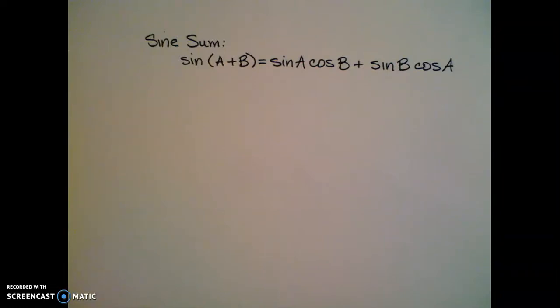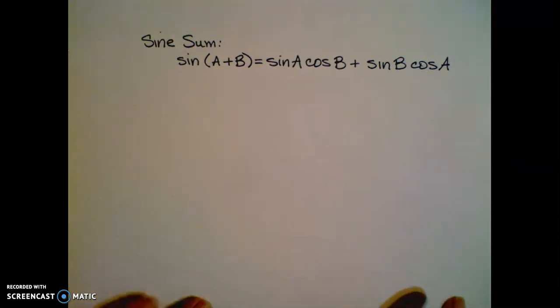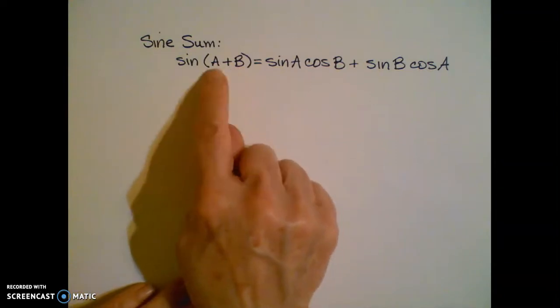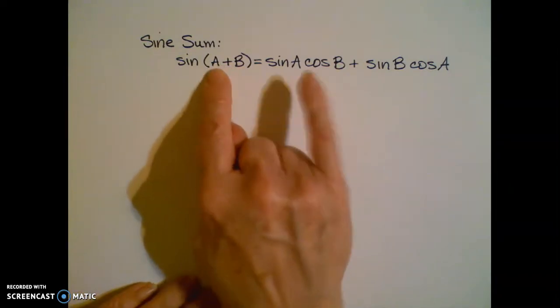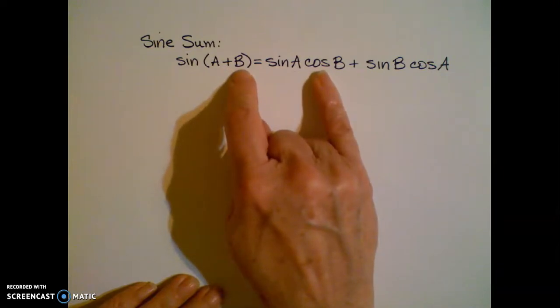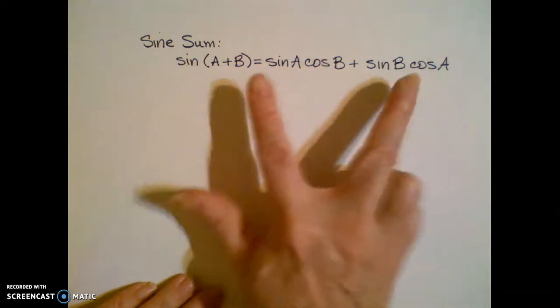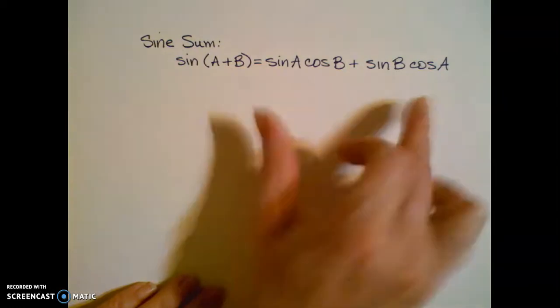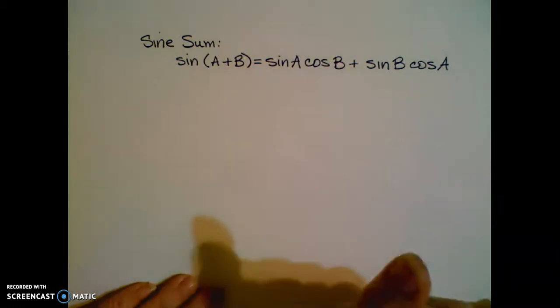Alright, in the last video we looked at how to derive the sine sum and the cosine sum formulas. And here I've got the sine sum copied down. We'll look at cosine in a little bit. But the sine sum formula says that for the sum of two angles, we take the sine of the first angle times the cosine of the second angle, and we add to that the sine of the second angle times the cosine of the first angle.